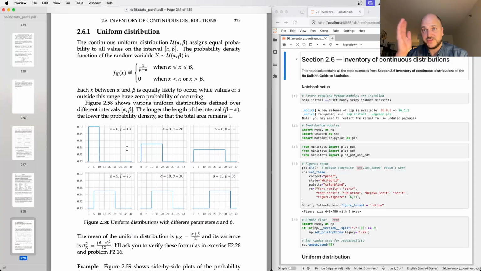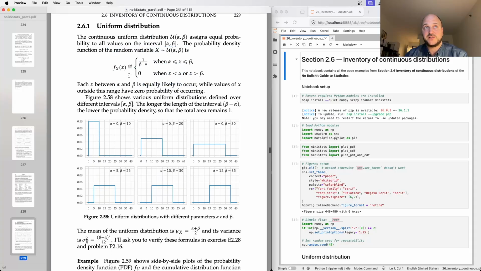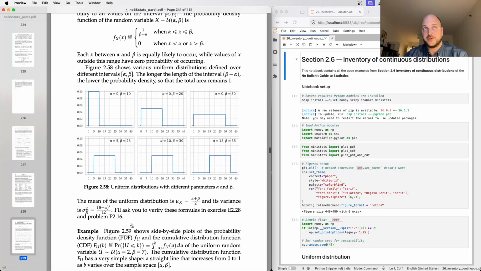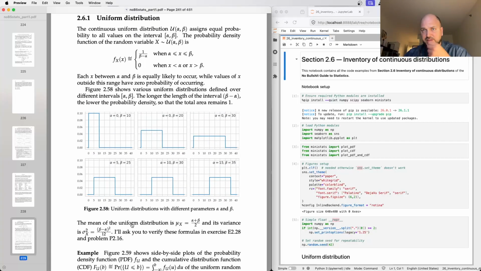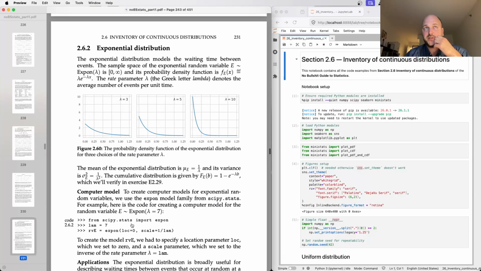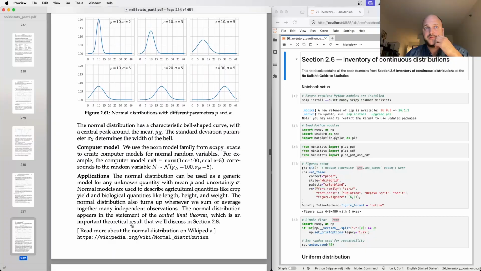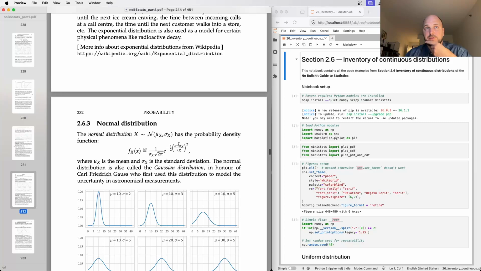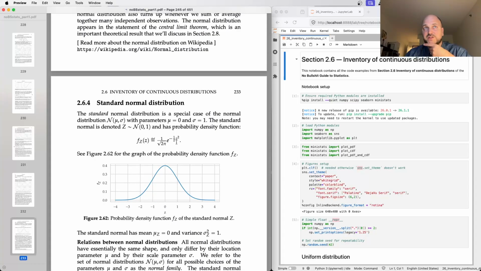The whole section, 2.6, is just an inventory, right? So for each distribution, we show the function, the probability density function, its properties, and a few examples. Very similar to what we did in section 2.3. We're just showing the vocabulary of things you need to know. Exponential, normal, standard normal. So this is for an arbitrary mean and standard deviation. This is when the mean is 0 and standard deviation 1.